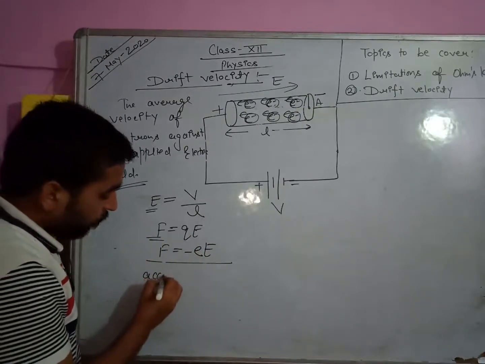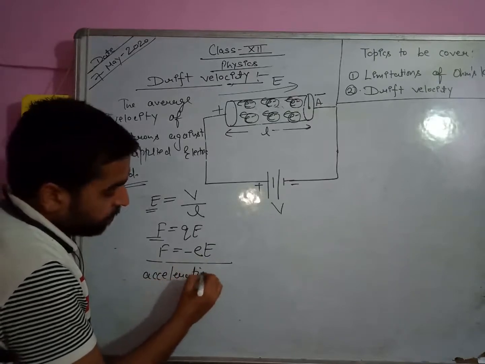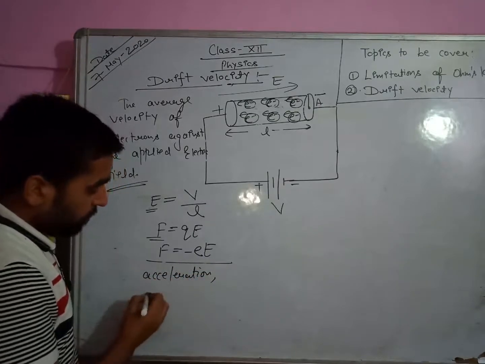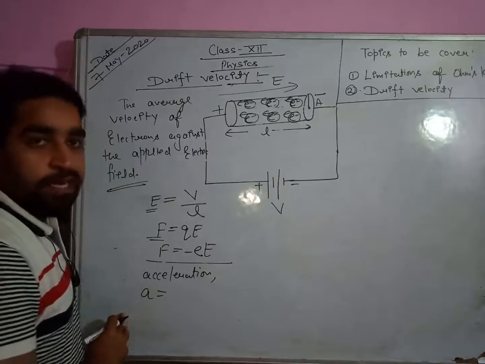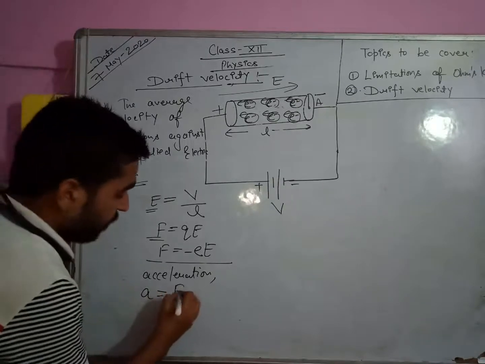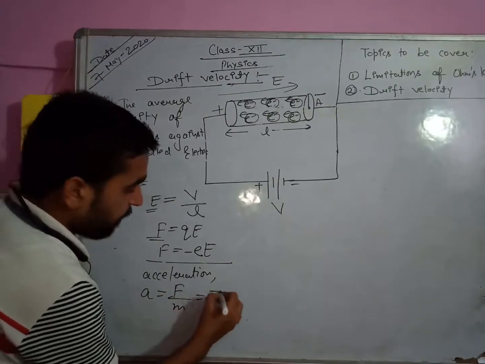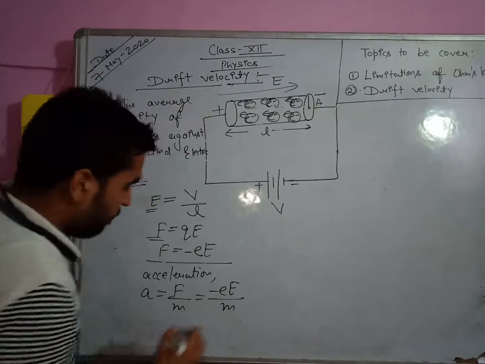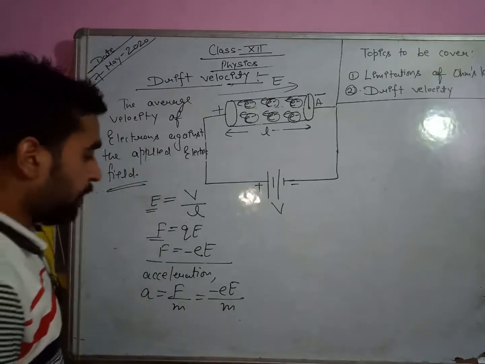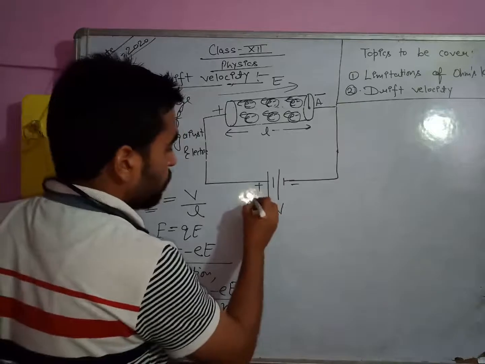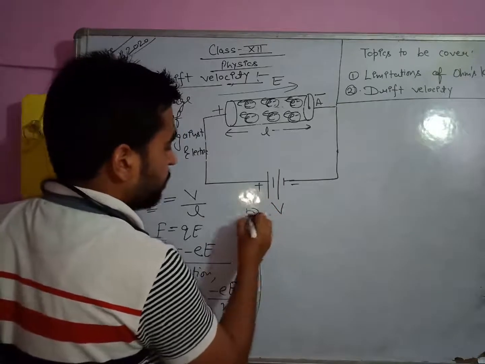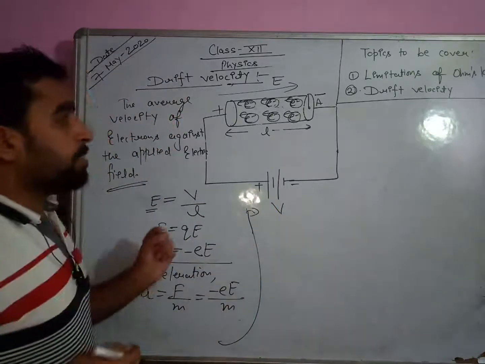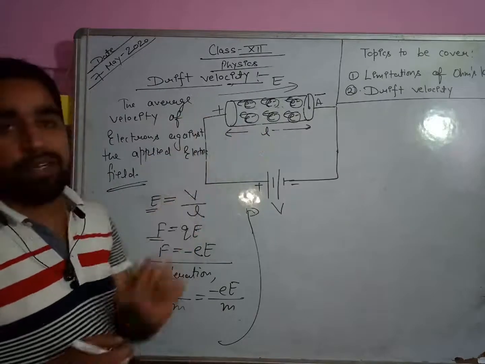Now students, what is the acceleration of these electrons? We have studied the second law of motion. By this, a is equal to F upon m. So F is minus eE upon m, which will be the acceleration of the electrons. So students, let us solve it further. Let us consider one electron.